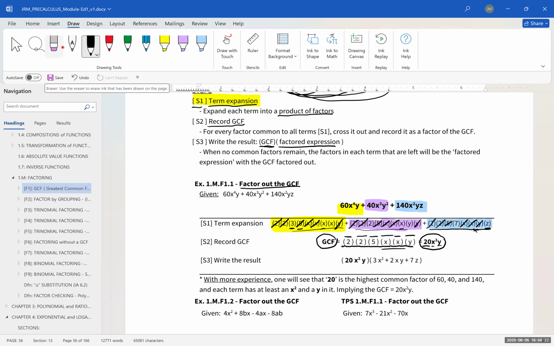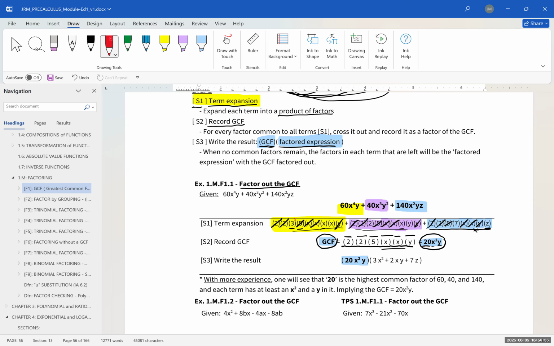Step 3 is now to write the result. The result is going to be the greatest common factor times our factored expression. The greatest common factor we figured out was 20x squared y. So there's our greatest common factor, and that's going to be multiplied by our factored expression. Well, what's our factored expression? Our factored expression is everything that's left.